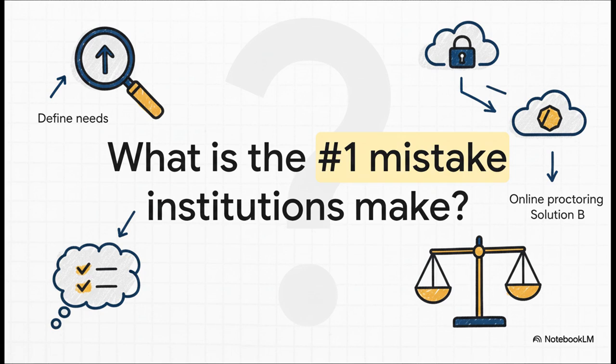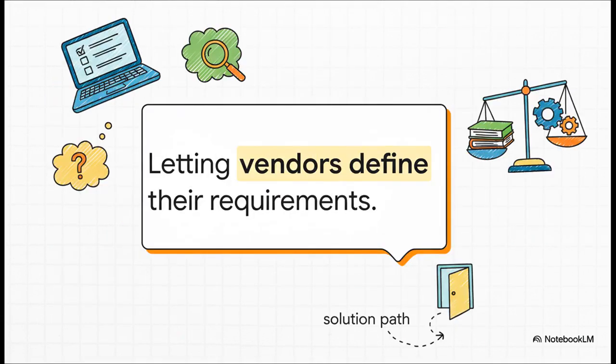Okay, so with stakes this high, you'd think every institution would have a bulletproof process for this, right? But here's the thing. There's one fundamental mistake that so many people make right from the very start. Any ideas what that might be? And there it is. This is the #1 pitfall. The moment you let a vendor lead the conversation, you start evaluating them based on their cool features and their strengths, not on what your institution actually specifically needs. You see how that works? It's a classic case of putting the cart before the horse.